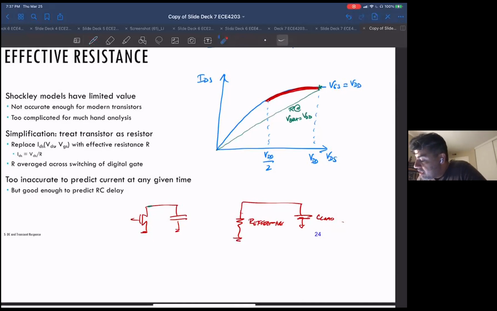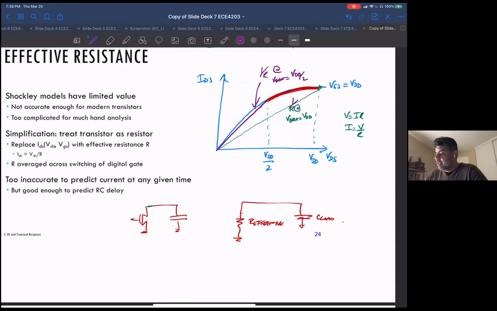Okay, so this is a resistance. Anybody have a problem with that? This is really 1 over R, right? The slope is 1 over R. So V is equal to IR, so I is equal to V over R. So the slope of this line would be my equivalent resistance when the output's at VDD. And the slope of this line should literally be 1 over R at Vout equal to VDD over 2.